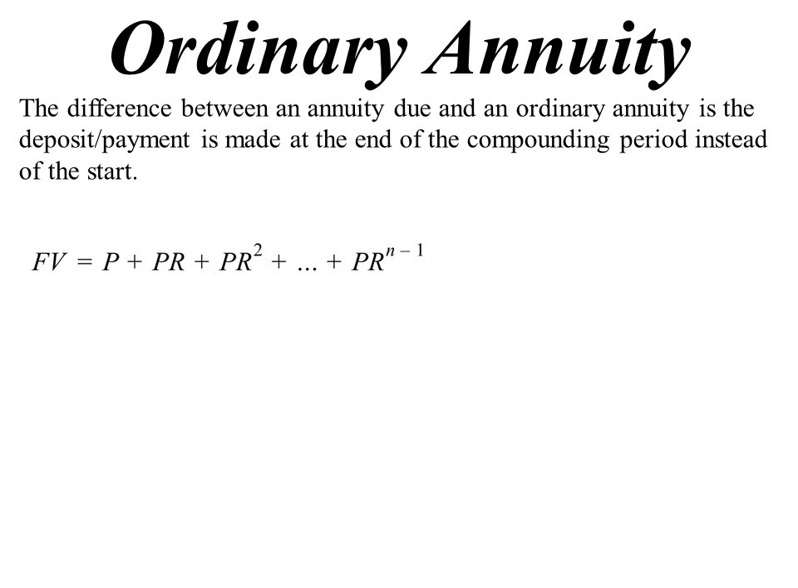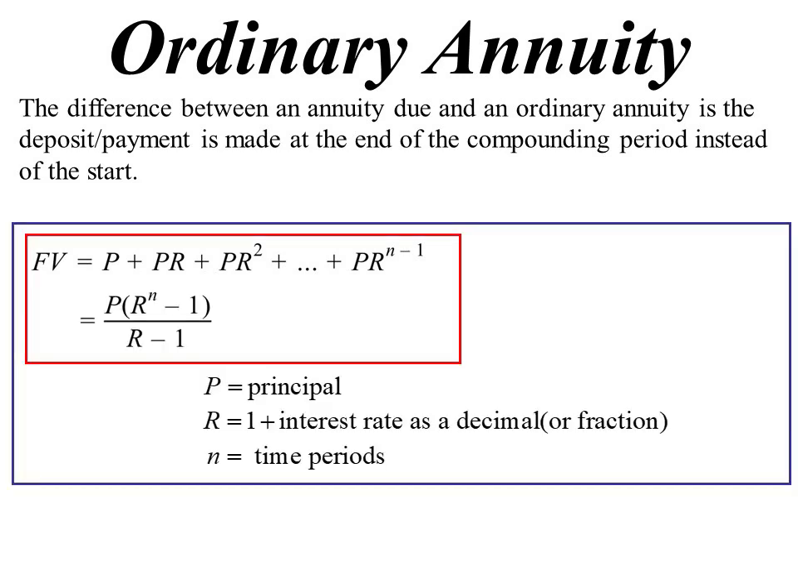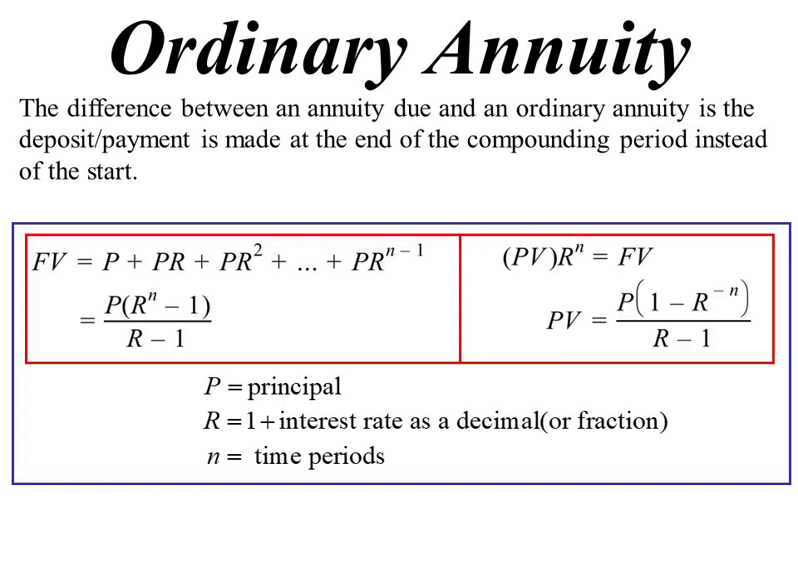It just changes the series a little bit. The first term now is P instead of PR, and the last term is PR to the n minus 1 instead of PR to the n. So that would become our future value. P is principal, R is the interest rate and so on. And similarly, our present value, we get a similar formula to what we saw before, but slightly different there.